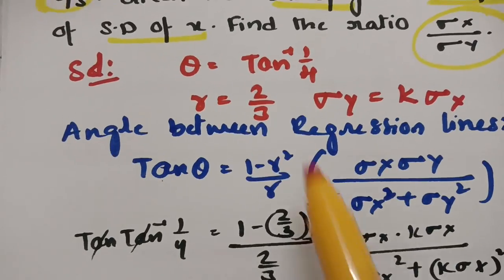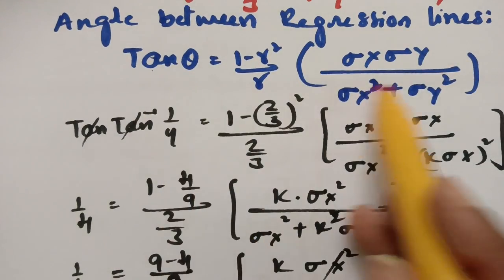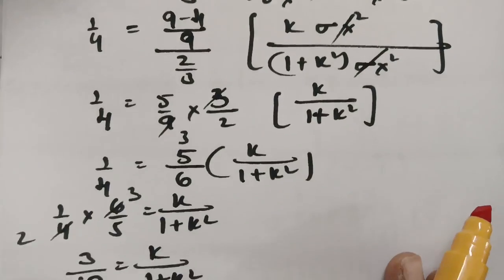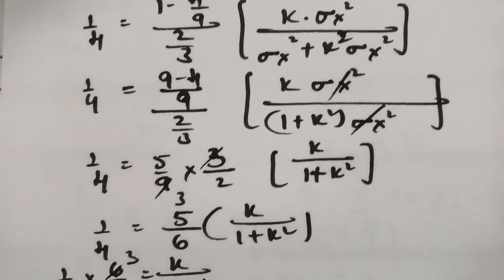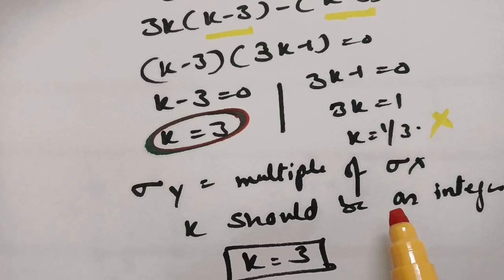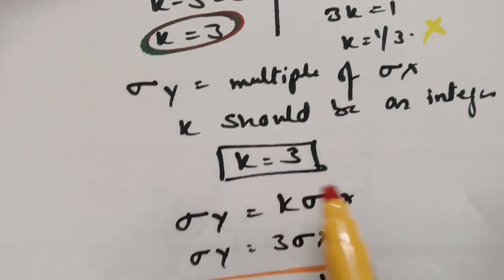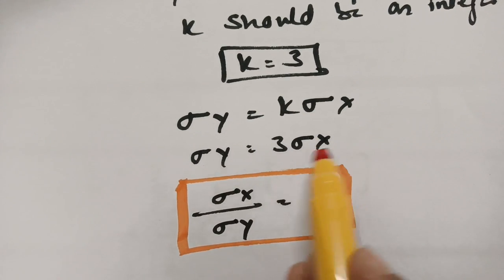So here is the question. So theta is given, r is given, and sigma y is k times of sigma x. So this is tan theta value if you substitute each and everything. And if you cross multiply, k value is equal to 3 as well as 1 by 3. So as it is a multiple of sigma x, so we have to take an integer. So we have to leave the fraction here. K is equal to 3. If I substitute k here, sigma x by sigma y value will be 1 by 3.